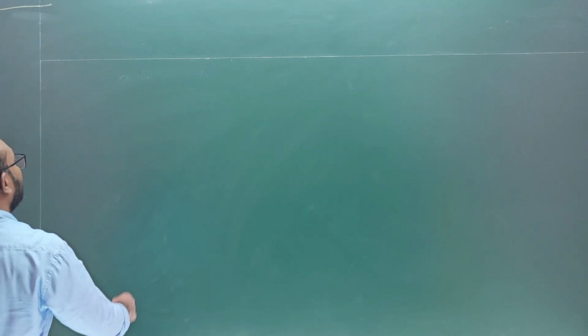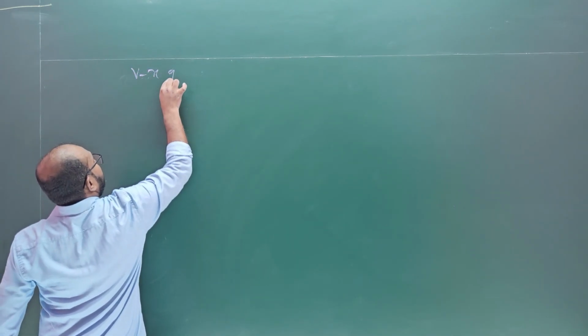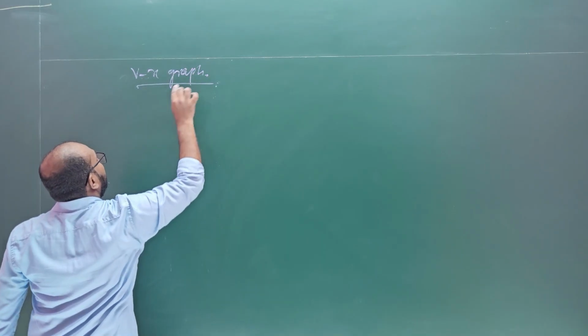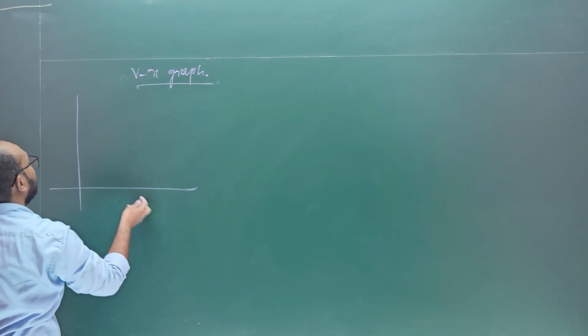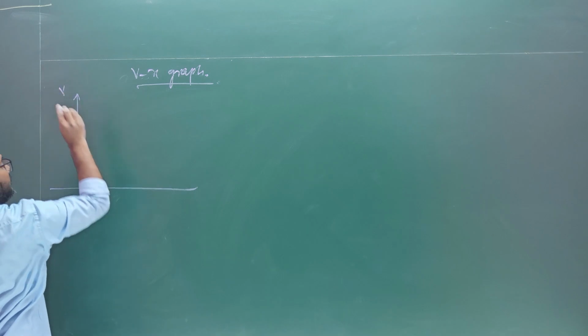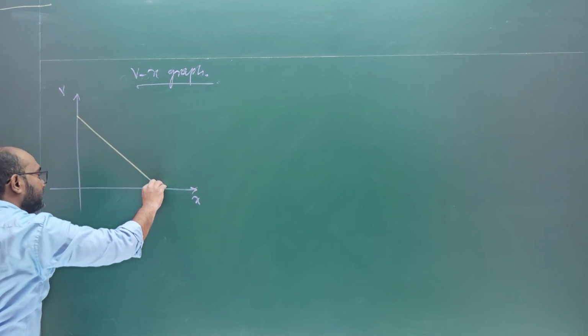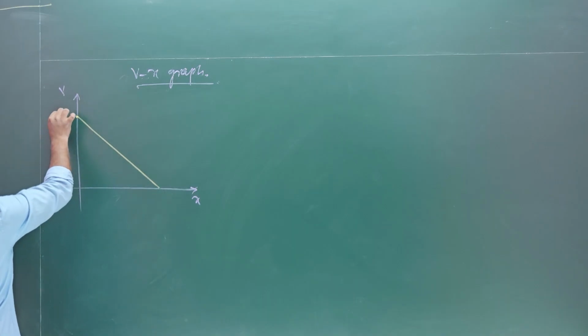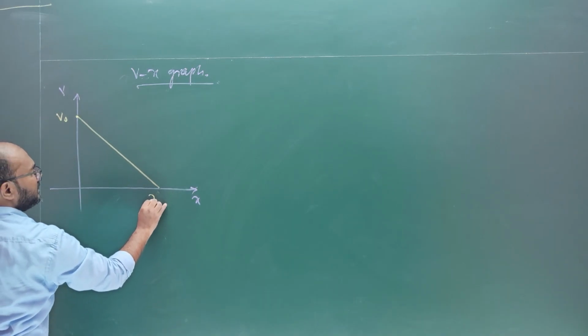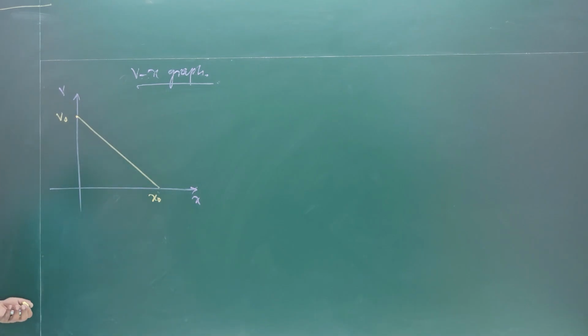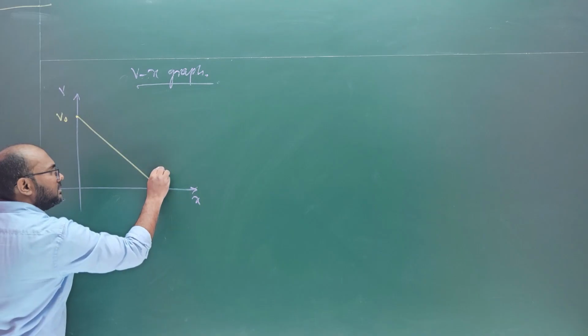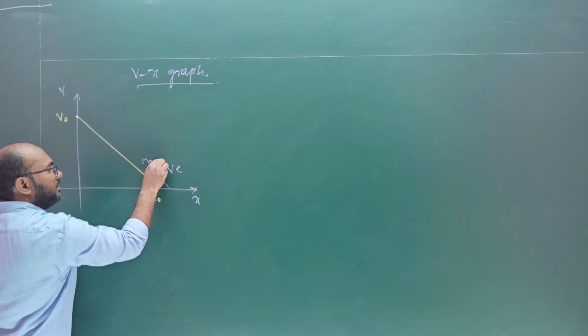Okay, and one more, the last type is Vx graphs. Okay, consider on the y-axis v, on the x-axis x, given like this. And at this point velocity is considered v naught, at this point displacement is x naught. First listen to me, then we will make an equation. Then if you want to memorize that, you can memorize. Generally, what is this slope? Can I say this has a negative value, m is negative here.